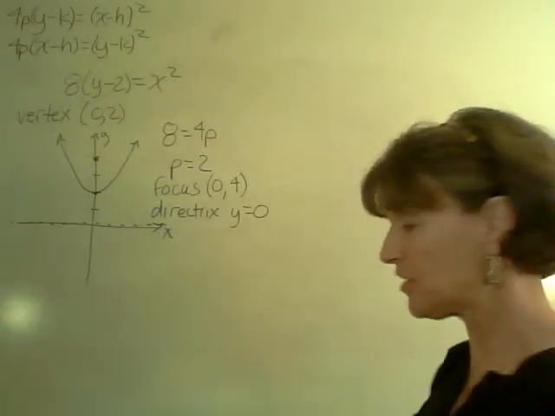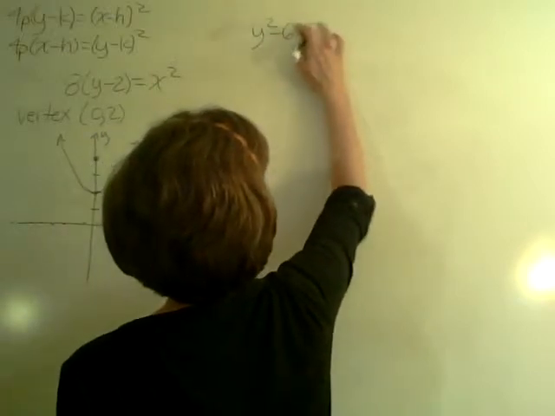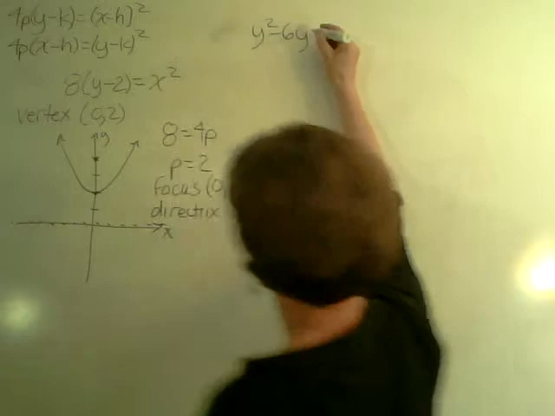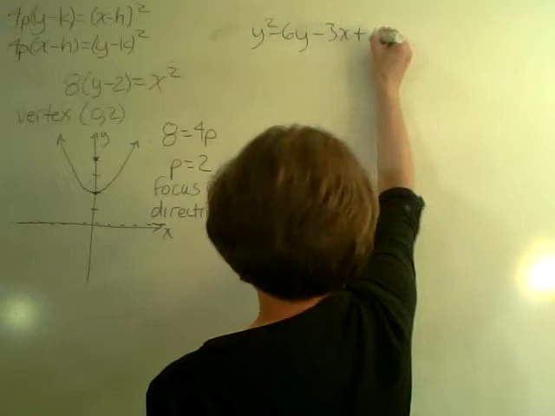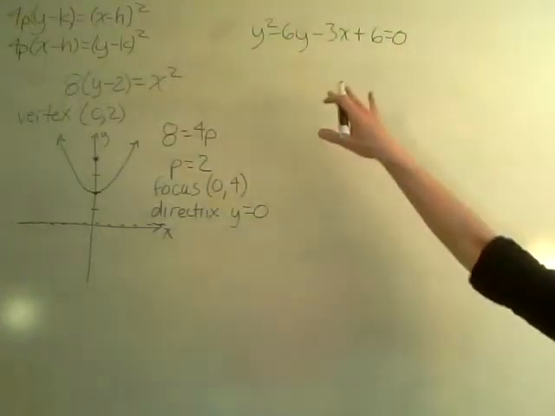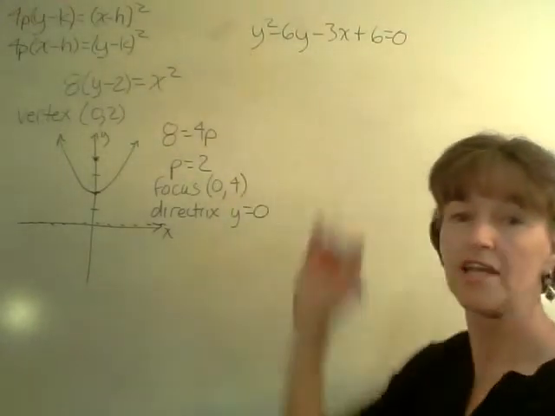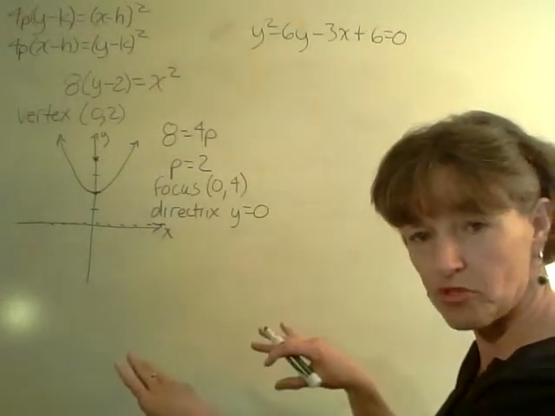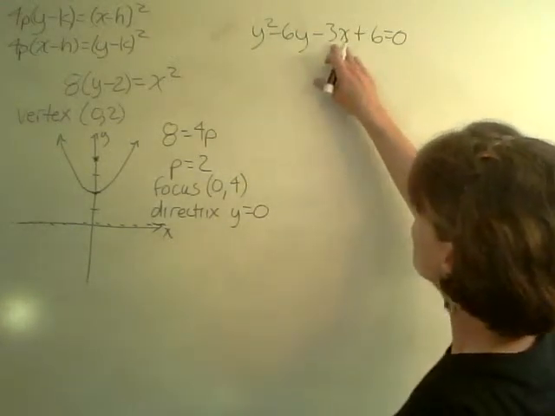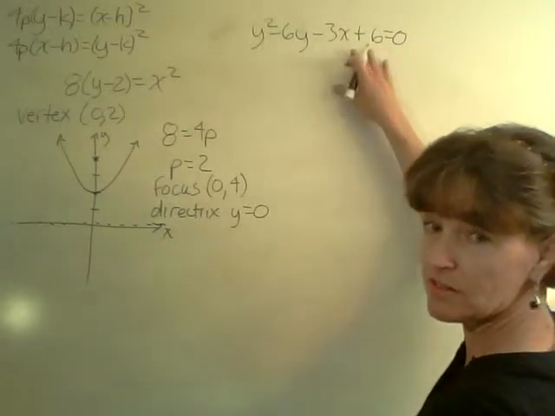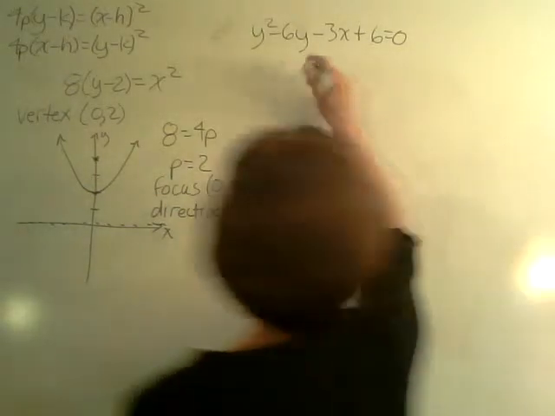All right, let's do another one. Now this one I'm going to have to work with a little bit to put in a proper form. This is y squared minus 6y minus 3x plus 6 equals 0. In order to put this into one of our standard forms, we're going to have to separate the variables with the squared term from the variables that do not have a squared term. So I'm going to separate this 3x and the constant, the 6. I'm going to move those to the other side so that I can complete the square with the y variables.